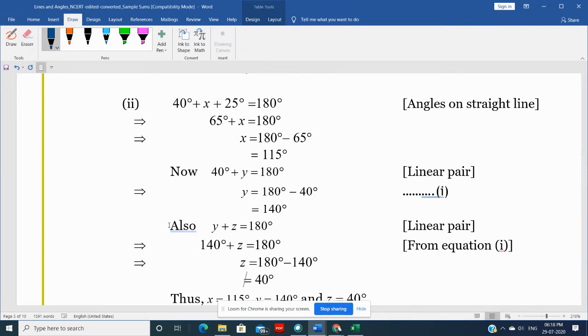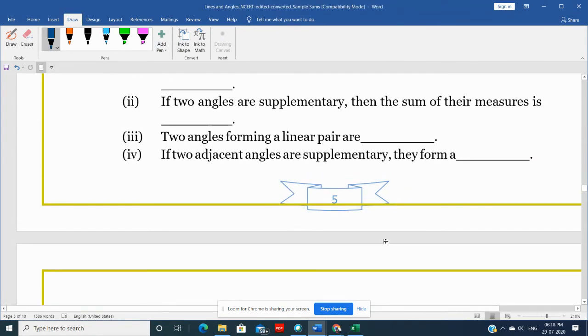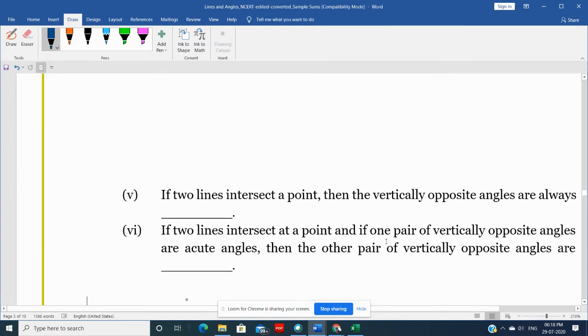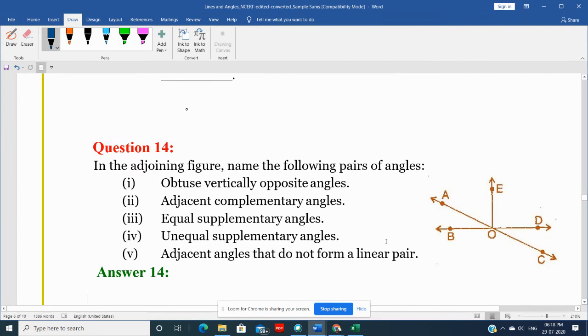So this is how we can find it with multiple steps and multiple ways, right? Remember that you need to mention all these reasons, right? Okay. Question 13. See, this is a theory question, so I would suggest you just watch my theory videos and you can do this. Question 14.